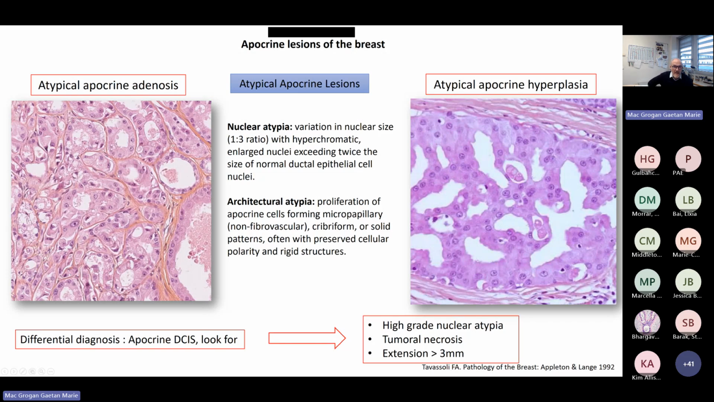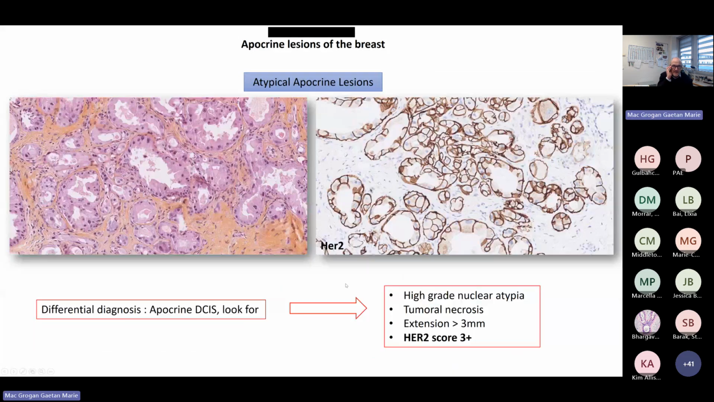Now, on the left here, you have an example of atypical apocrine adenosis. As you can see, the apocrine cells show nuclear atypia. And on the right, you have atypical apocrine hyperplasia with architectural atypia. The differential diagnosis here would be with apocrine DCIS. So what you look for would be high-grade nuclear atypia or tumoral necrosis or an extension of more than 3 millimeters. Now, these criteria may be difficult to apply when you're considering a core biopsy.